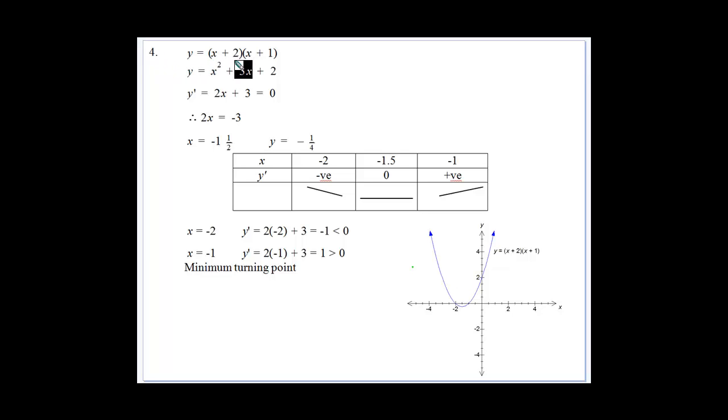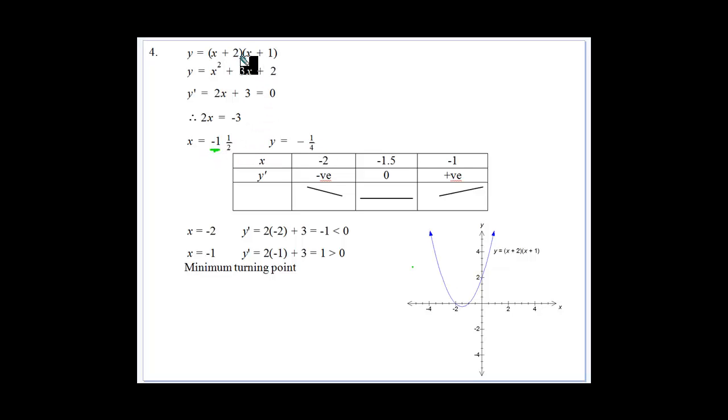Now in our next questions here, we've got the function as (x + 2)(x + 1). Now you can do the product rule on this one, or you can just expand out. It's not a hard one to expand out and then differentiate. So we get the derivative 2x + 3 from our function there, set it equal to 0, and then 2x would equal -3, so x is equal to -1.5.